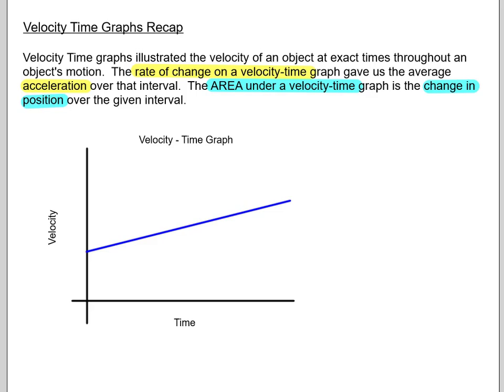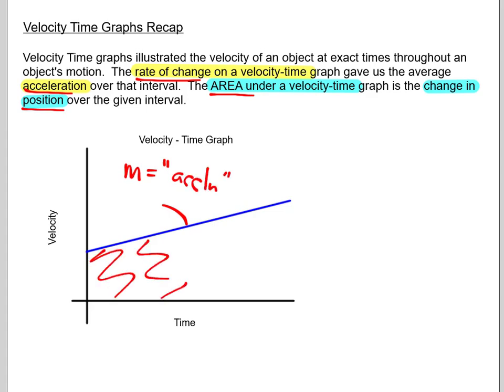On a velocity time graph, where we plot the velocity values with respect to time, there are two pieces we need to know. The rate of change on a velocity time graph is acceleration, but the area under a velocity time graph is the change in position. So there are two pieces we can find. The slope here would be our acceleration. The area under the graph is our change in position. Those are the two pieces, and we're going to use all of this today.